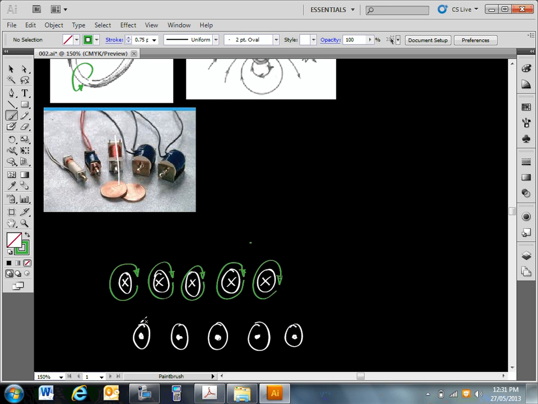Coming out of the board, it goes this way. That's right, isn't it? Out of the board, right-hand rule, that's easier to do. Out of the board. The magnetic field looks something like this.